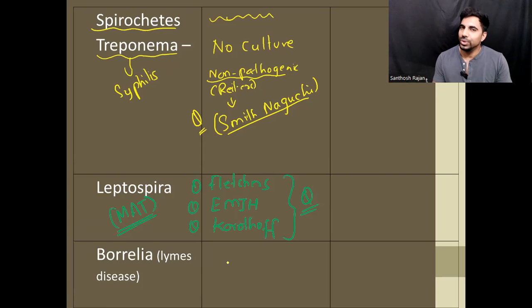Borrelia. Borrelia, you know who is boring? Kelly. Kelly is boring. And whenever she is bored, you know what Kelly eats? She eats biscuit.